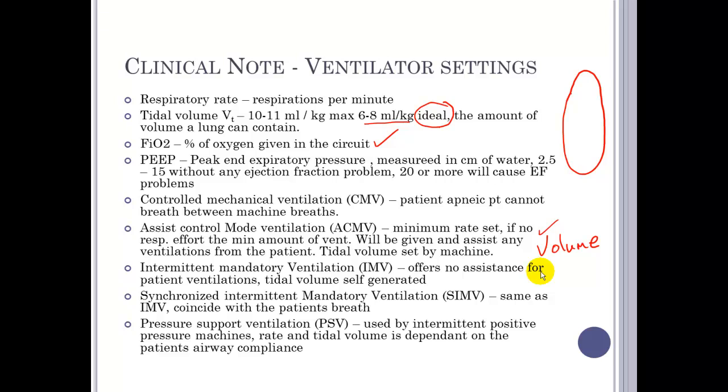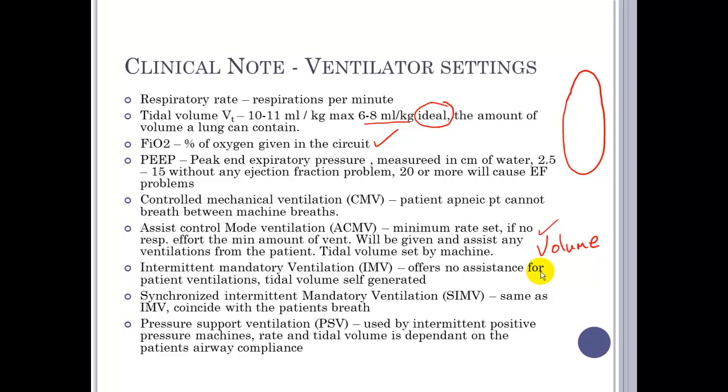Synchronized intermittent mandatory ventilation, it's the same as the previous IMV, only it coincides with the patient's breath. And they also make a mandatory ventilation occur. So the mandatory ventilation generally is given so many per minute. And this is to assist somebody for weaning them off of a ventilator. Like say that they've had pneumonia and you want to keep those alveolar sacs open, SIMV is going to be fairly important to wean them off of the ventilator. And then pressure support ventilations. Used by intermittent positive pressure machines, the rate and tidal volume is dependent on the patient's airway compliance.